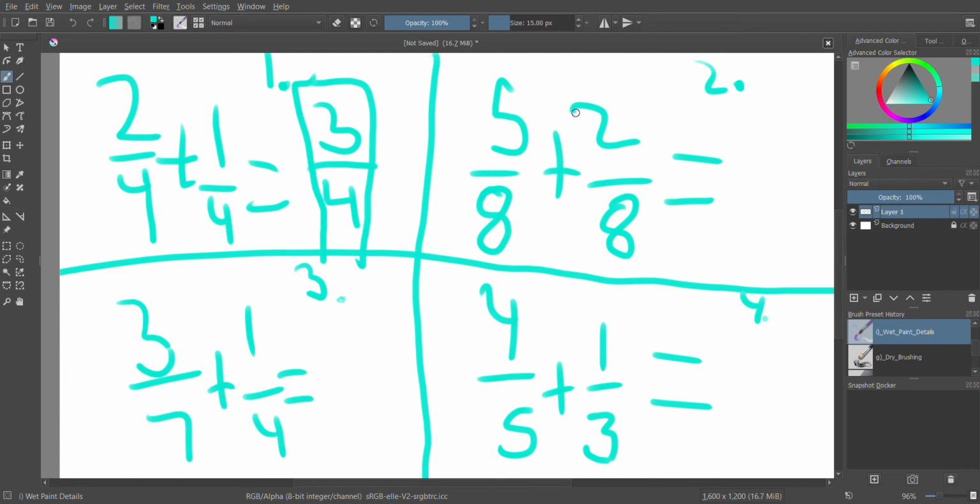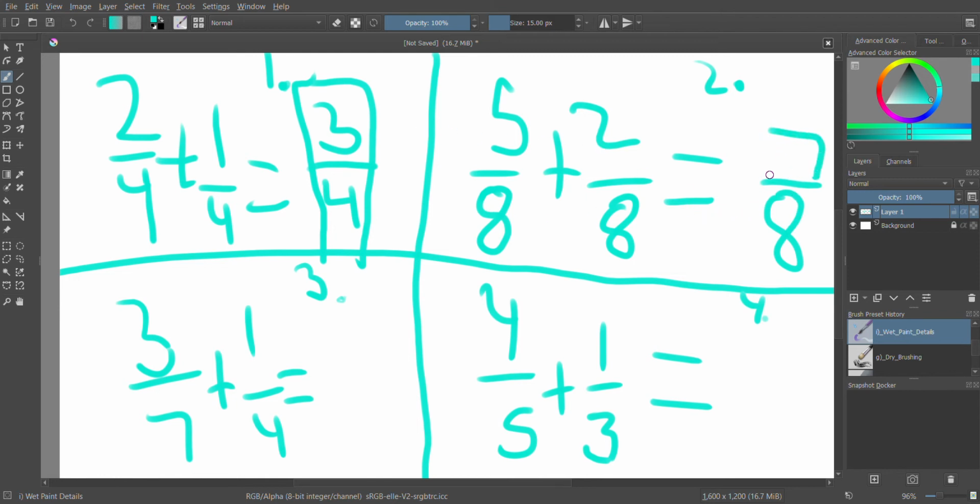Now let's look at question 2. Why don't you try it for yourself? If you want, pause the video and try to figure it out yourself. Now go ahead, because I'm going to tell you the answer now. In this case, both denominators are 8, so it's just 8, and 5 plus 2 is 7.